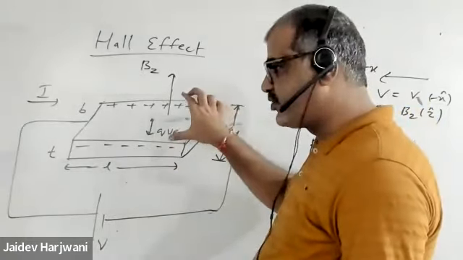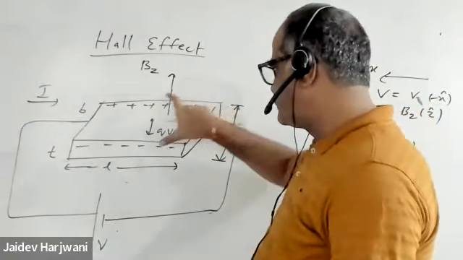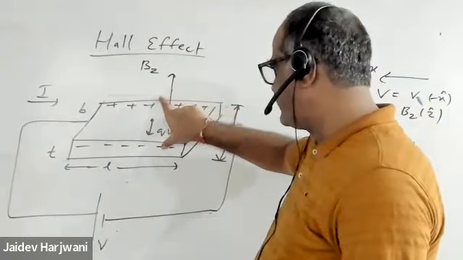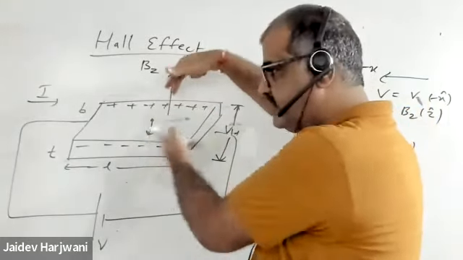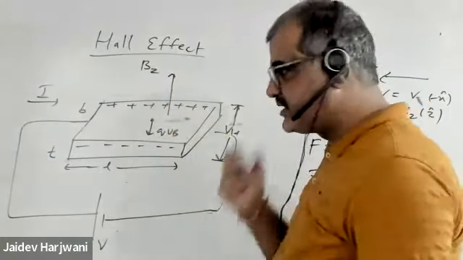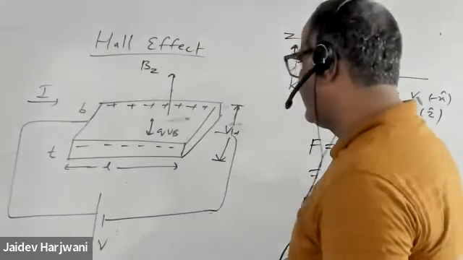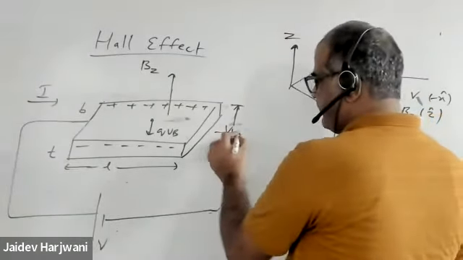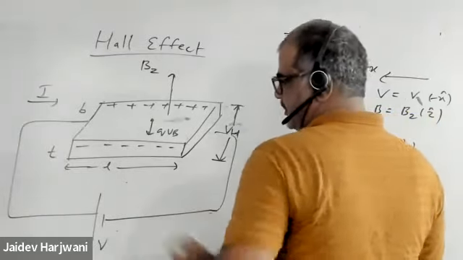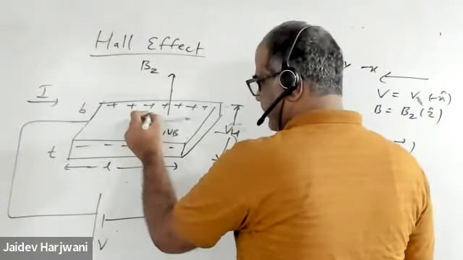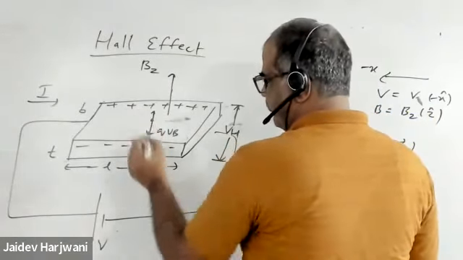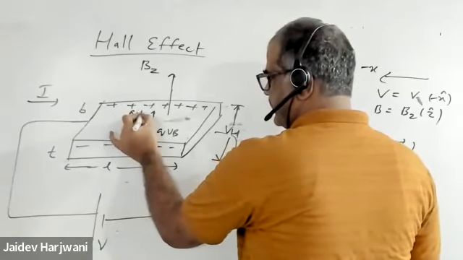So across these two sides, you'll get a voltage, and that voltage is called the Hall voltage. Because of this Hall voltage, there will be an electric field, called the Hall electric field, and that will apply a force on the electron, qE_H.